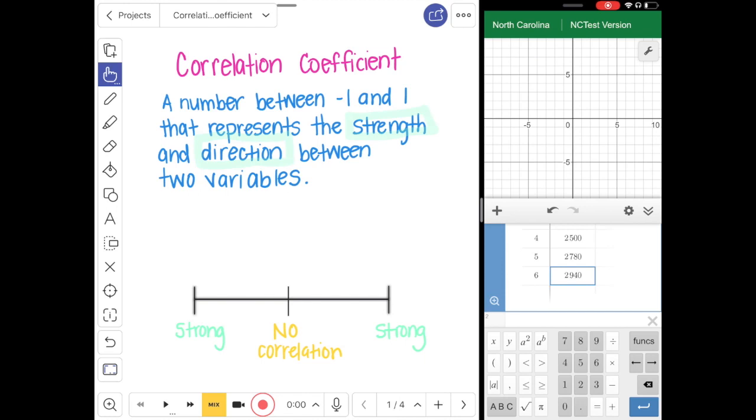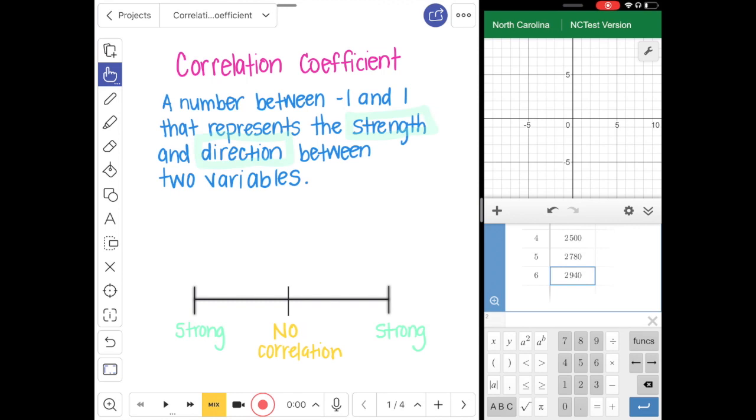Today we're going to be talking about the correlation coefficient. This is a number that falls between -1 and 1, and it's going to tell us two things about a scatter plot. It's going to tell us how strong and the direction that those two variables have in reference to each other. Now, the correlation coefficient is analyzed based off the residual, which is just the distance between the scatter plot and the best fit, which you will learn about a little bit in the residual video.